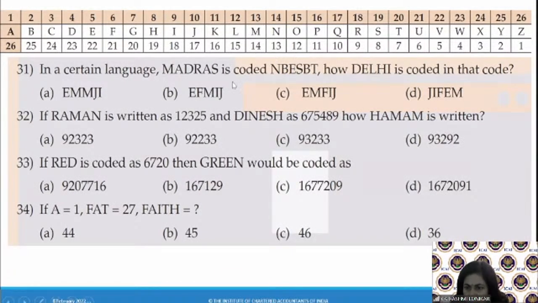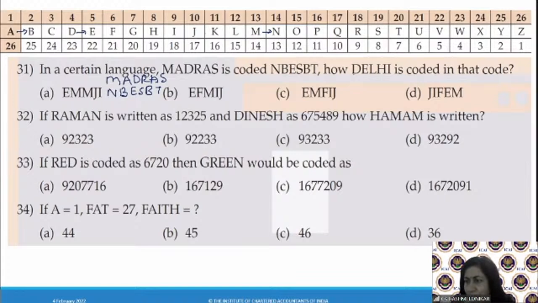Now let us see. Madras is coded as NBESBT. Here, instead of M, I'm writing N. Instead of A, I'm writing B. Instead of D, I'm writing E. So whatever that alphabet is, we are representing it with the next alphabet.